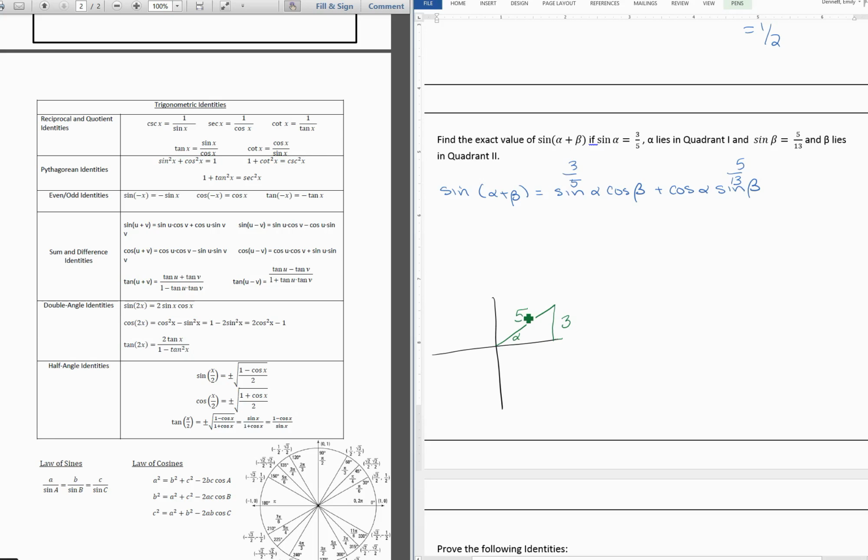Now we would use the Pythagorean theorem to find the other leg. And if you work that out, it'll be 4. So now we know what cosine of alpha is, because adjacent over hypotenuse is 4/5. Now we need to look at beta.